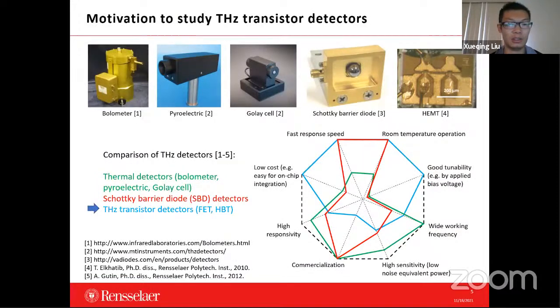My research is mainly on the terahertz transistor detectors. There are various terahertz detectors, including thermal detectors, Schottky barrier diode detectors, and also the terahertz transistor detectors. Compared with the other terahertz detectors, the transistor terahertz detectors could have the advantages of low cost, good tunability, fast response speed, and room temperature detection. But they need to be improved in terms of high responsivity, high sensitivity, and commercialization.